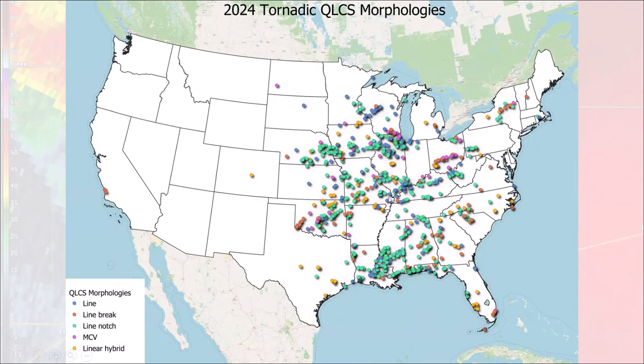And then here's the same plot for the QLCS morphologies. The majority were line notches, so these aqua colors, very cold pool driven events. Lines are second most prevalent. And then we also get a sprinkling of linear hybrids, which is basically a storm type that isn't quite a discrete supercell, but isn't quite a QLCS. There's kind of a mixture of the two processes occurring.